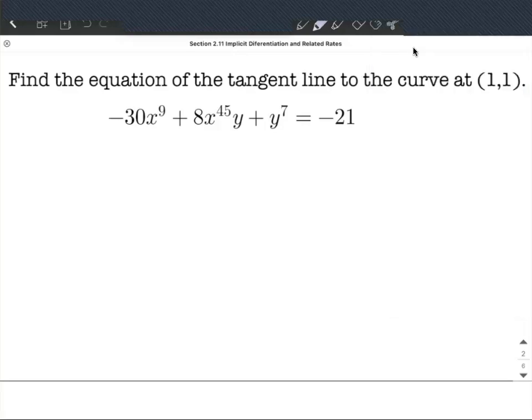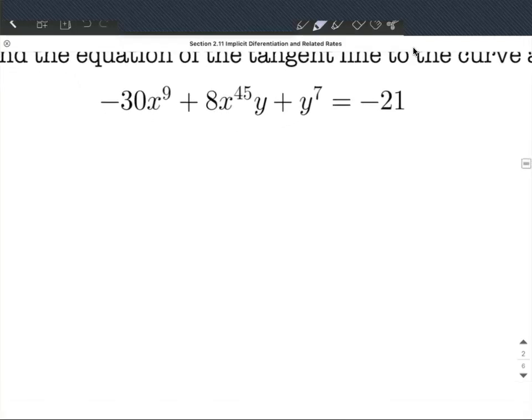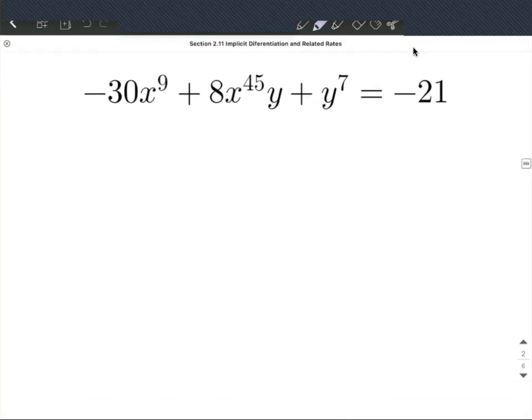Okay, let's find the equation of a tangent line to kind of a scary function here at the specific point (1, 1). To do so, we're going to use implicit differentiation as we go. So let's jump right in, one term at a time here.